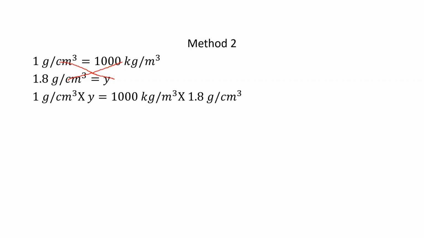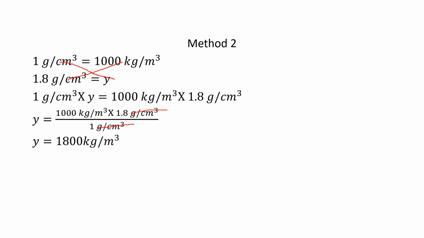Then after doing that, you make y the subject. So making y the subject, we divide both sides by 1 gram per centimeter cube. Then you get 1,000 kilogram per meter cube times 1.8 gram per centimeter cube divided by 1 gram per centimeter cube. Then use a calculator there. Gram per centimeter cube will cancel out. So you multiply 1.8 times 1,000 kilogram per meter cube. Then you get 1,800 kilogram per meter cube.